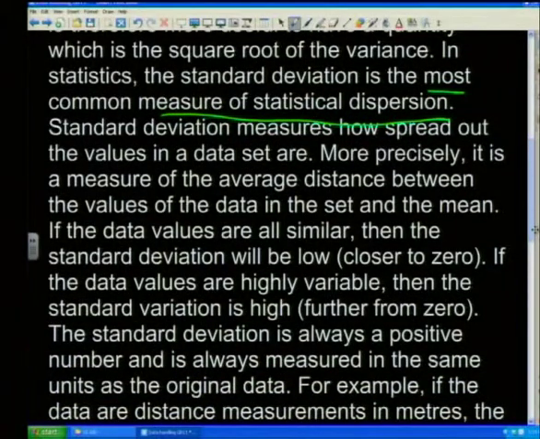Standard deviation measures how spread out the values in a data set are, and it is a measure of the average distance between the values of the data in the set and the mean. All right?